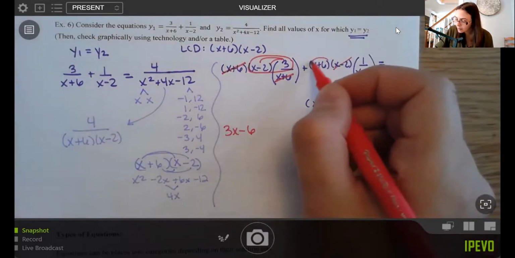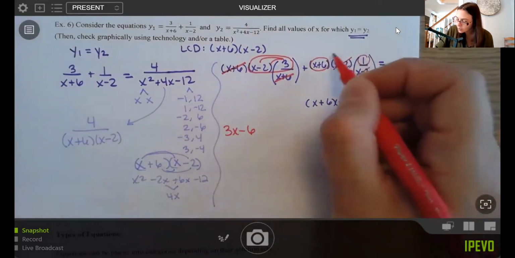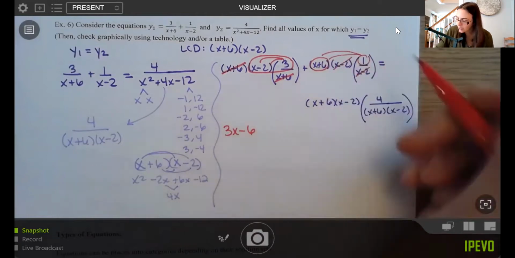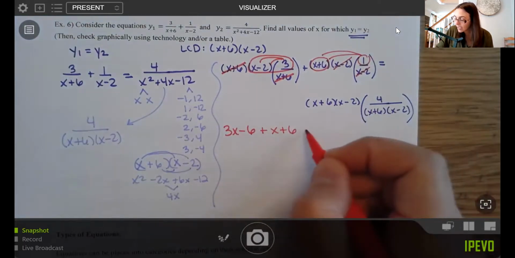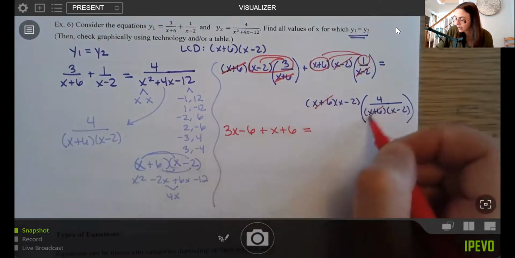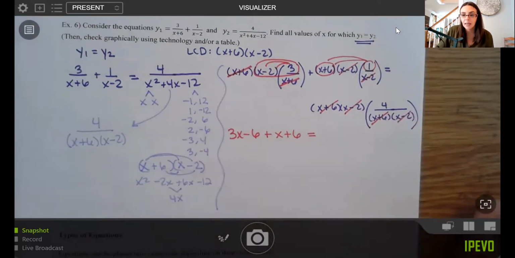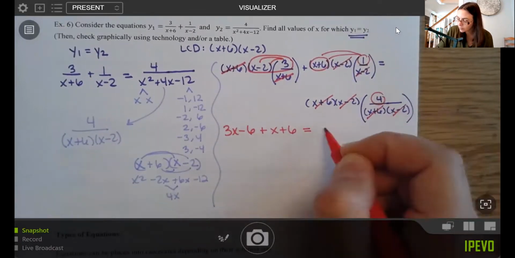So I have the x plus 6 and the 1 left. So when I distribute through with that 1, it's not going to change anything. I get plus x plus 6. And on the other side, actually, both of these factors are separately going to cancel. And I'm left with just the 4.